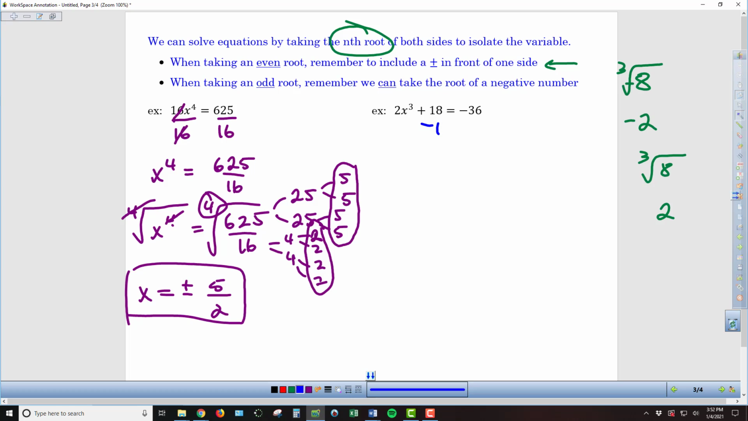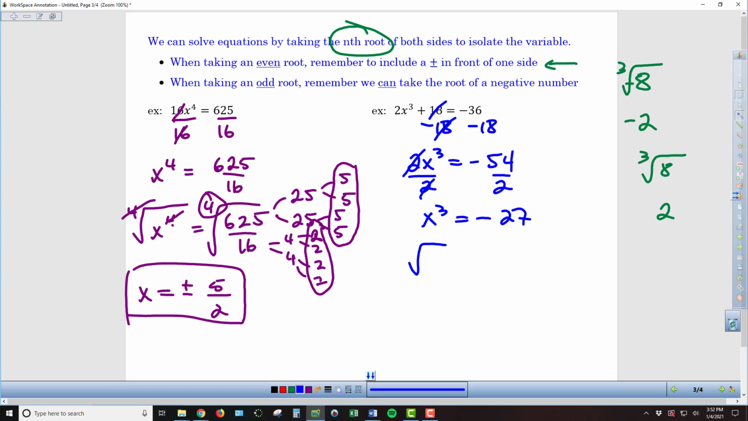So I'm going to start off and I'm going to subtract the 18 from both sides. So I get 2x cubed equals negative 36 minus 18, so negative 36 plus negative 18 gets me to negative 54. Now before I do anything else, I'm going to divide both sides by 2. So I get x cubed equals, so negative 54 divided by 2 is negative 27. And so now that I have that x isolated, I'm ready to take the root of both sides.